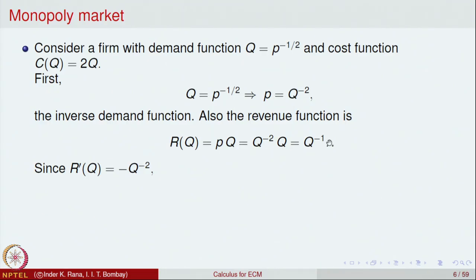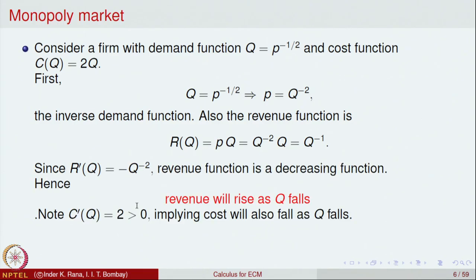If we look at the derivative of this revenue function, q raised to power minus 1, its derivative will be minus 1 into q raised to power minus 1 minus 1. So, that is equal to minus q raised to power minus 2. Whatever be q, it is 1 over q square, so that is going to be negative. The derivative of a function being negative, the function is going to be a decreasing function. So, revenues will rise as q falls. So, this is going to be a decreasing function.